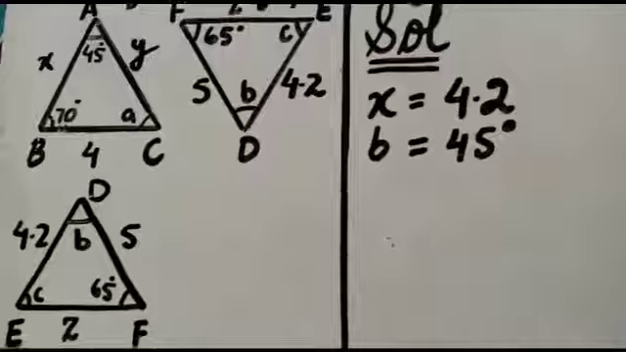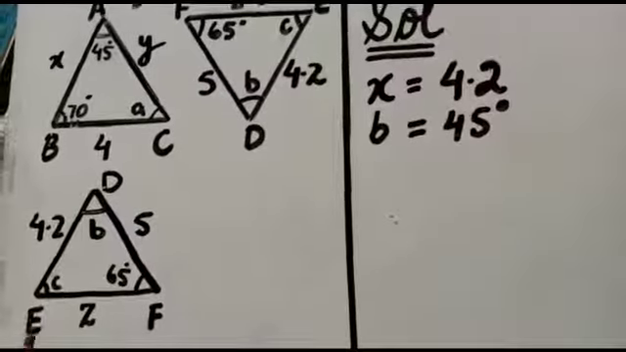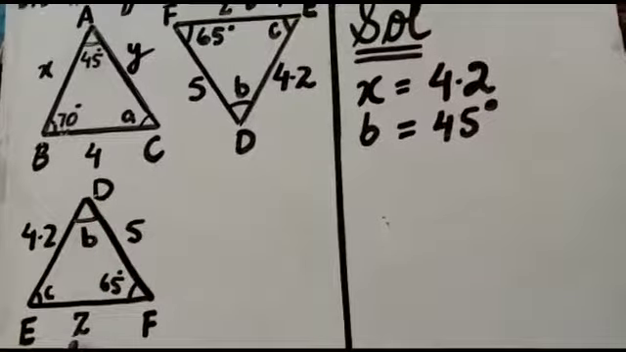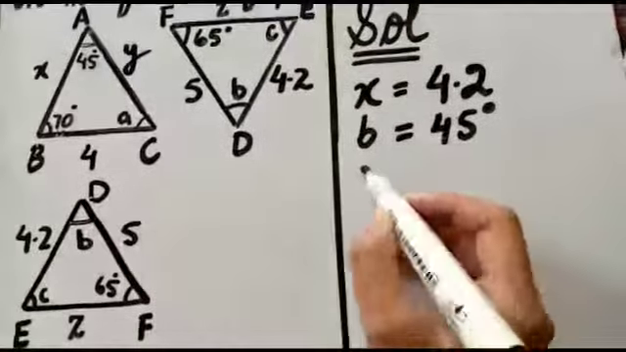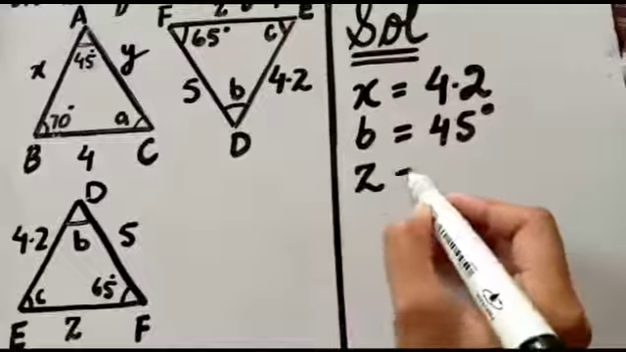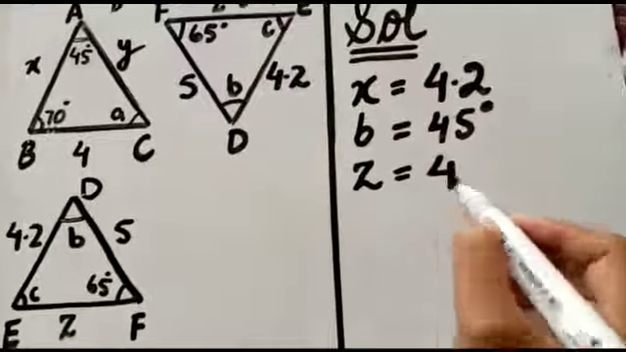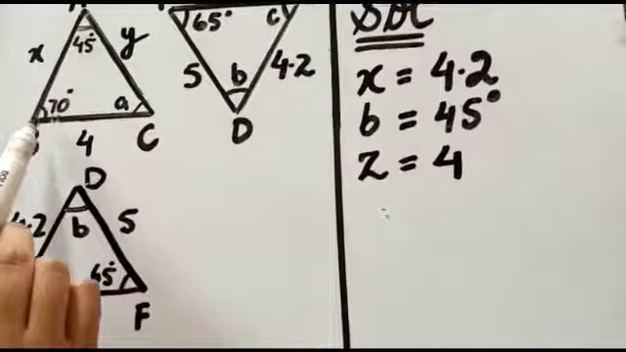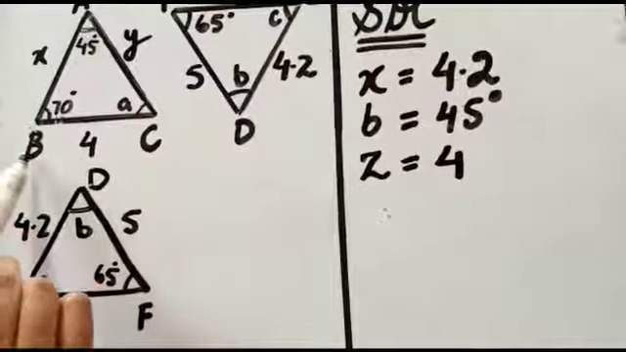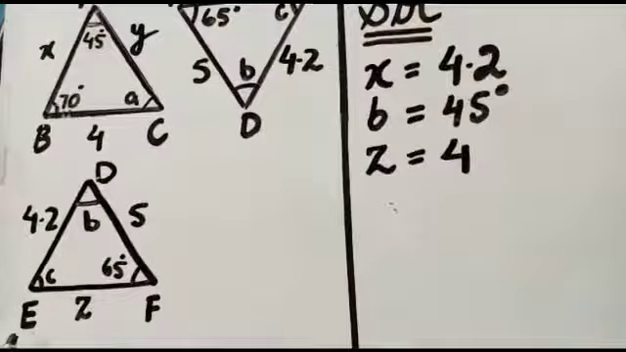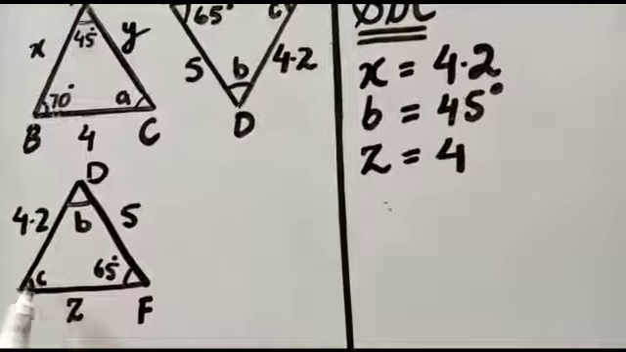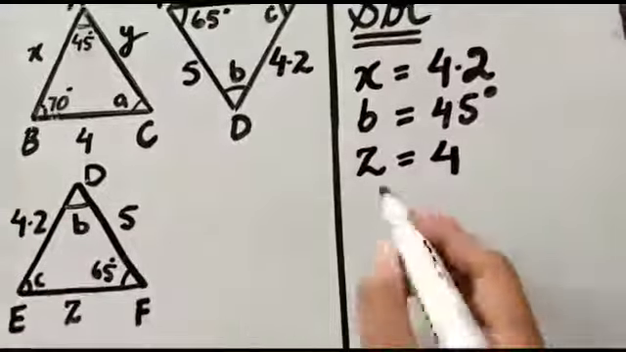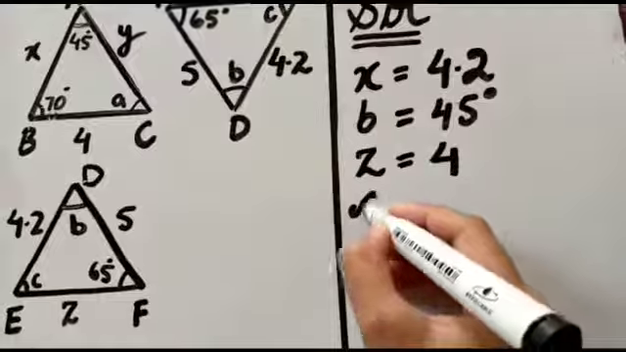Okay class, now we can see in the first triangle side BC is 4, and the corresponding side of BC in the second triangle is EF. So I can write EF is equal to BC, while EF is Z. So Z is equal to 4. In the same way, angle B in the first triangle corresponds to angle E in the second triangle, while angle E is C and angle B is 70 degrees. So C is equal to 70 degrees.